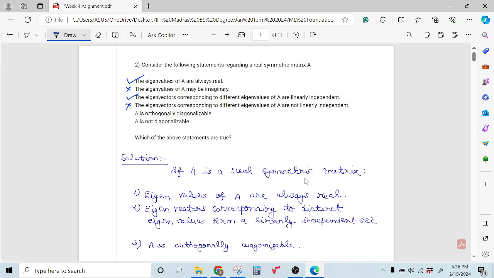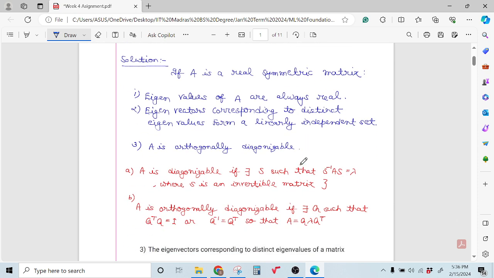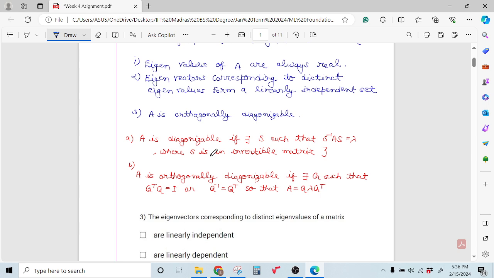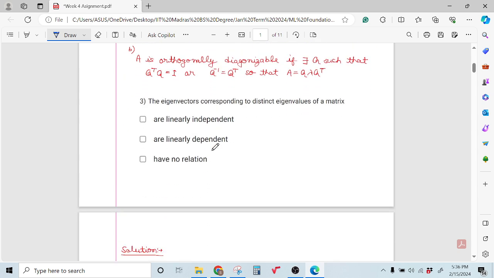And if A is a real symmetric matrix, then A is orthogonally diagonalizable. So this is correct. This is also correct. So first, third and fifth are correct. You can see the solution, and let us proceed with the next problem.